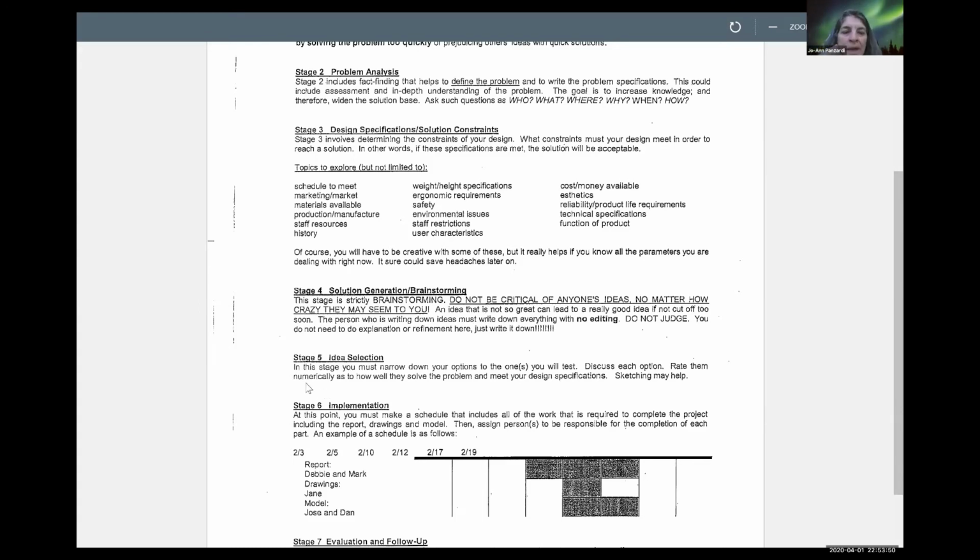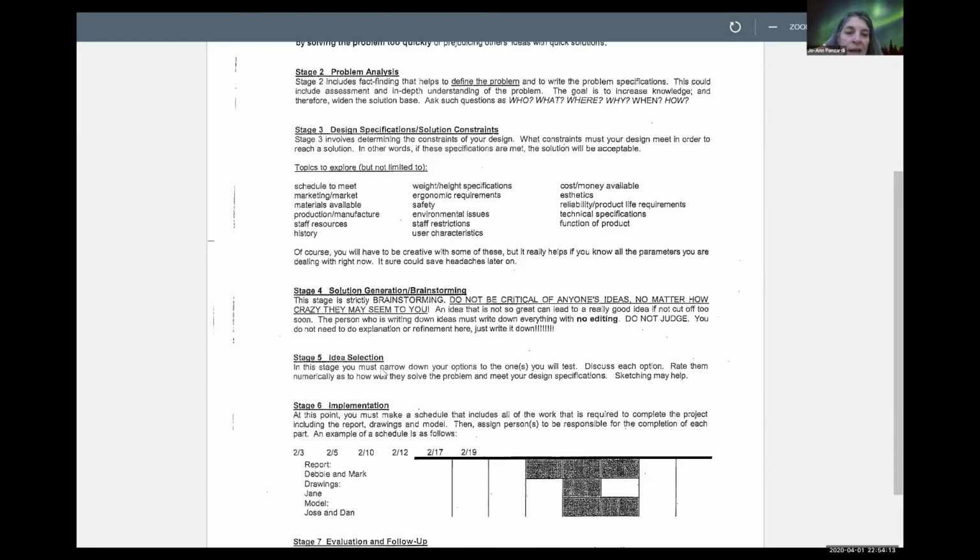Okay, then there's stage 5, and let's just read this. In this stage, you must narrow down your options to the one or more than one you will test. Discuss each option, rate them numerically on how well they solve the problem and meet your design specs. So again, we're going to go through this process with some of the examples.